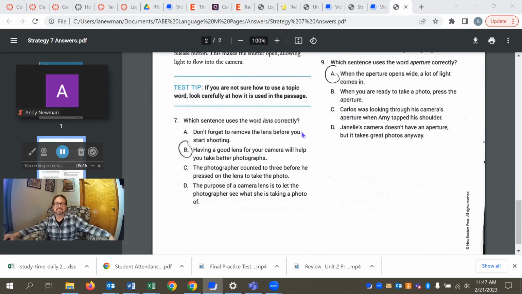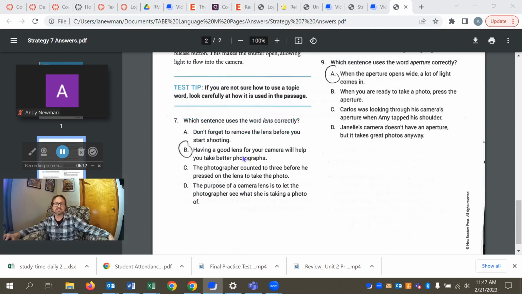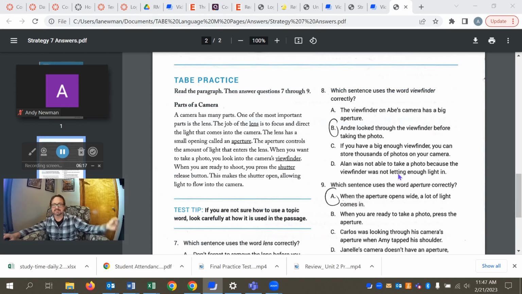Okay, moving on here to the last page in multiple choice. 7. Which sentence uses the word lens correctly? And it's B. Having a good lens for your camera will help you take better photographs. A technical term that in the realm of photography means something specific. In A, if we remove the lens, then the camera wouldn't work. All of these are using lens incorrectly. It's kind of like the wrong part of the camera, except our correct answer.